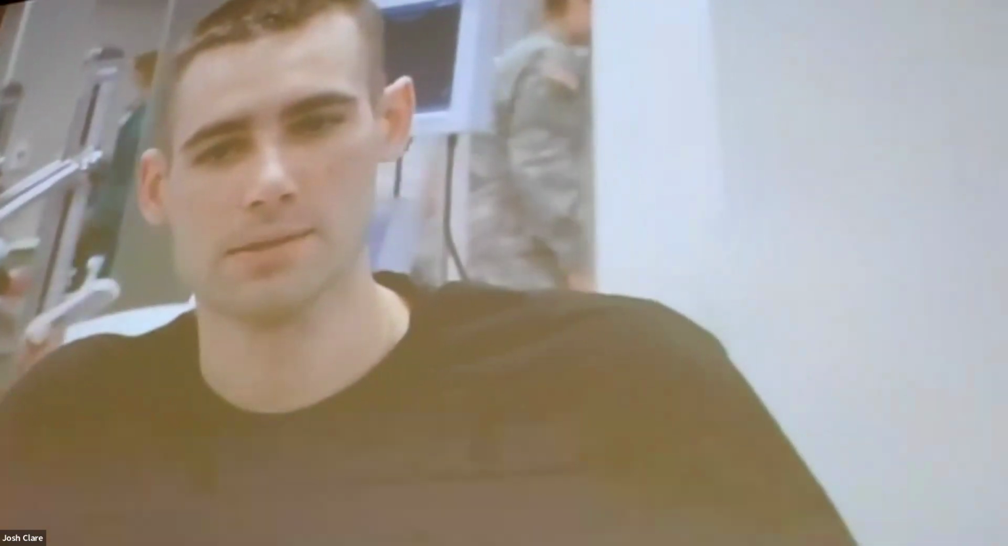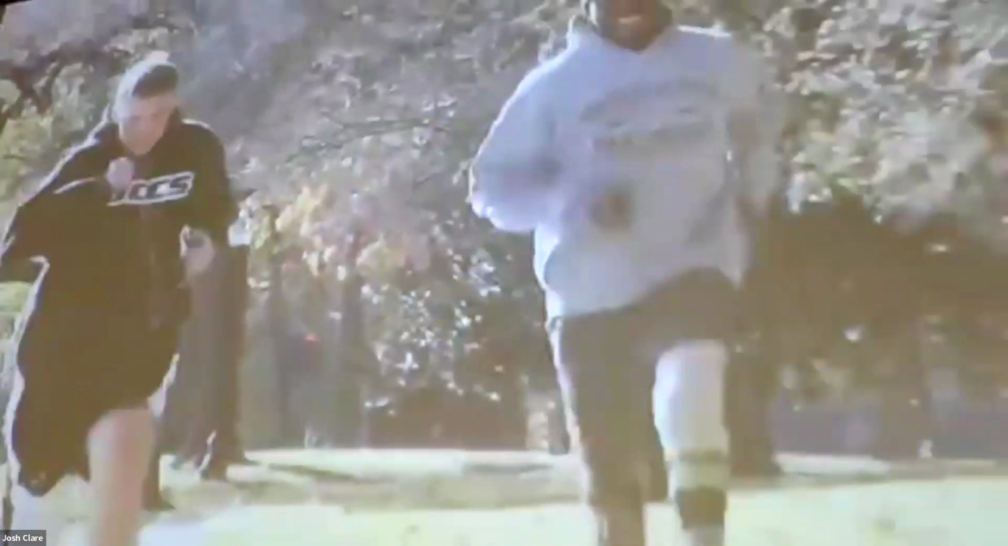I'd like to be able to run my 2 miles in 13.5 minutes. This will be him in about 9 months to a year. It's fun, it's creative, and they make it an extreme challenge every day.